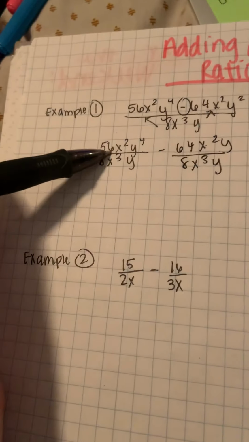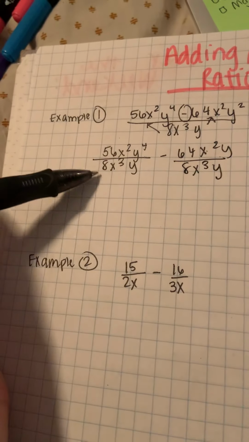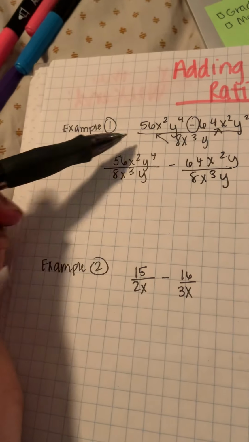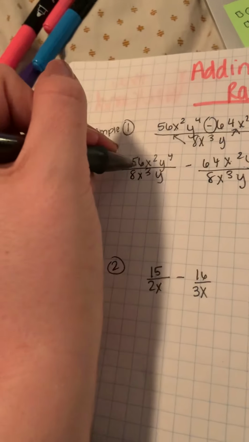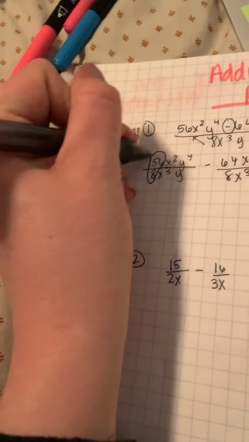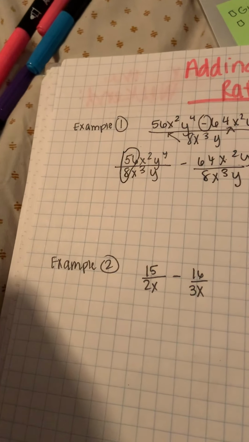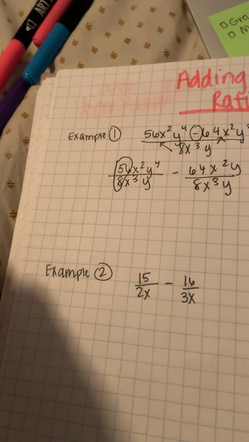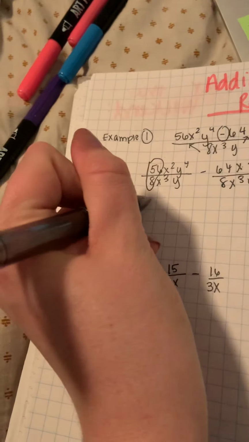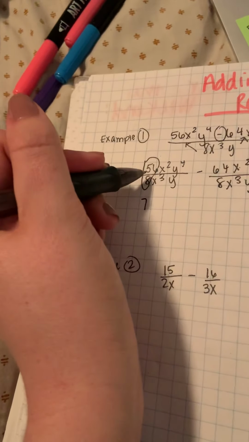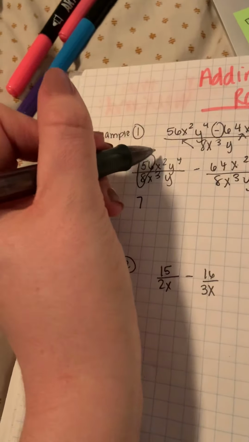All right, so now I have a monomial on top and a monomial on the bottom. There's no addition and subtraction happening in this fraction, so I can simplify straight down. So I can say, okay, 56 divided by 8, what does that simplify down to? Well, 56 divided by 8 is 7. Remember, you always want to start with your numbers. And then I want to follow my exponent rules.